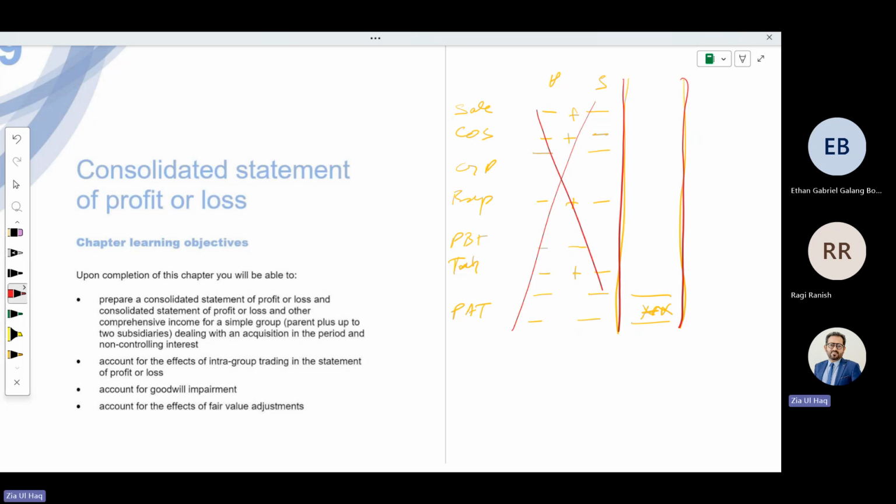After calculating this profit after tax, we need to show out of the subsidiary profit, which was given in the question, how much is the share of NCI and how much is the share of the parent company. We will continue to practice one question.